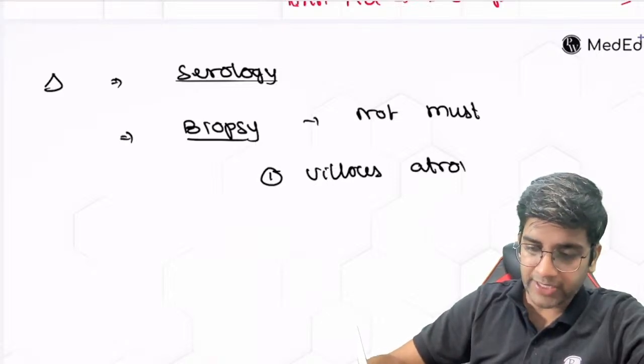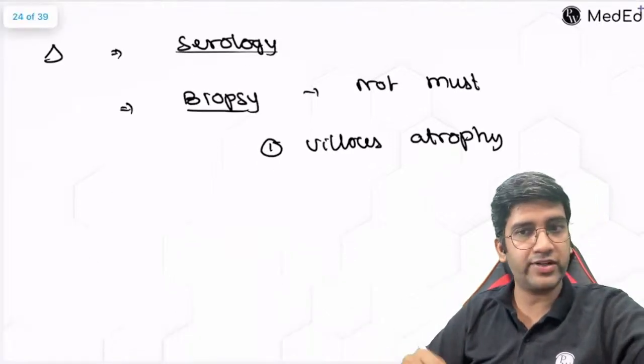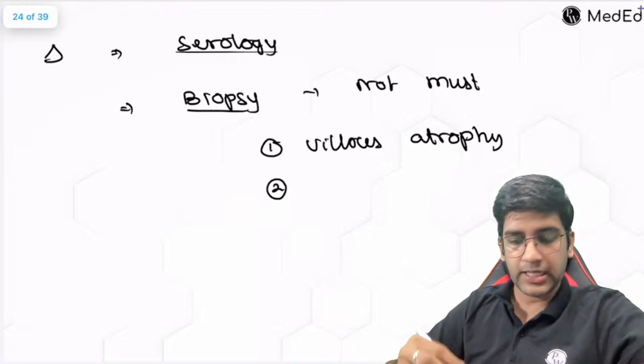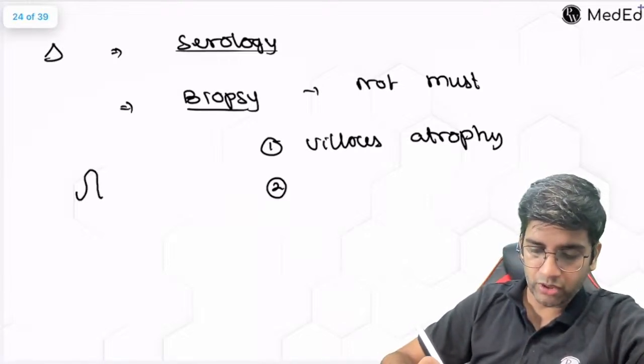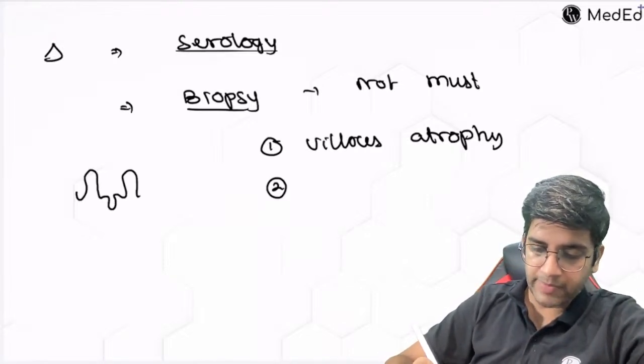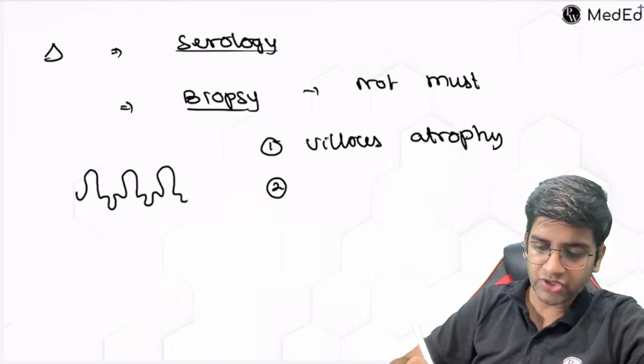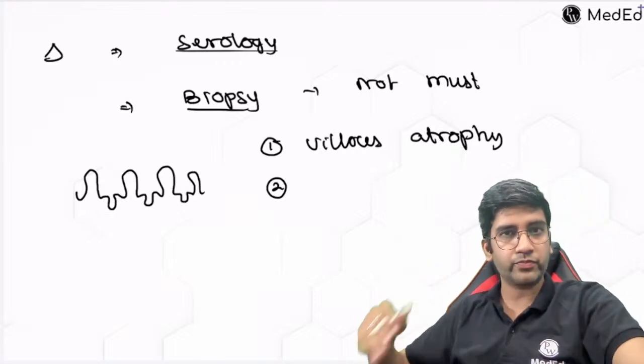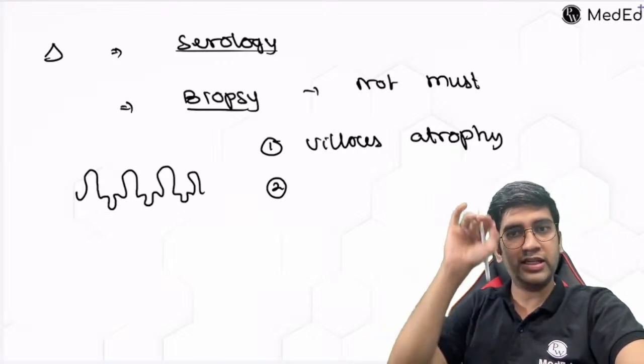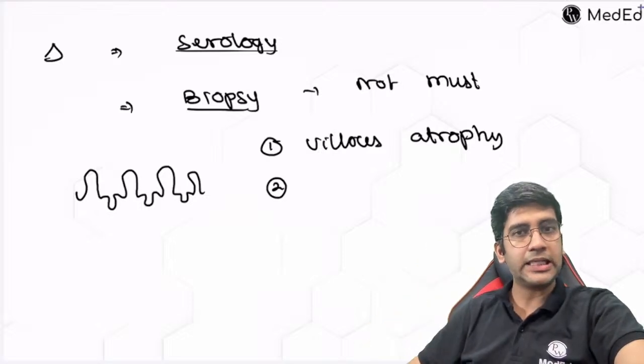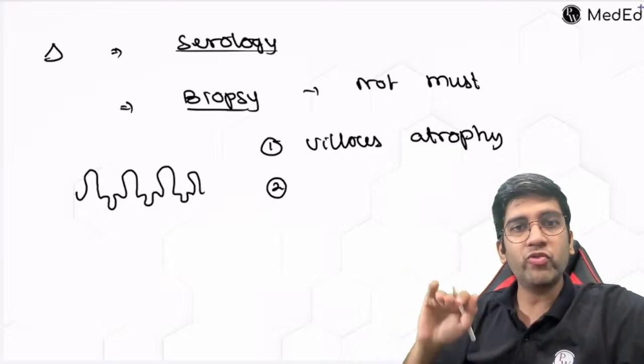The villi undergo atrophy, the villi are being destroyed. That's the first finding. Second, if you remember from your first year, you must have drawn villi like this, and there'll be downward projections. What are these downward projections called? The upward projection is your villi, the downward projection is your crypt, right? So the crypt also will be affected.